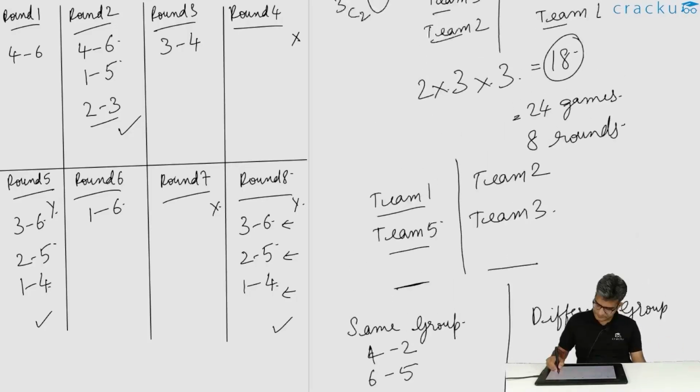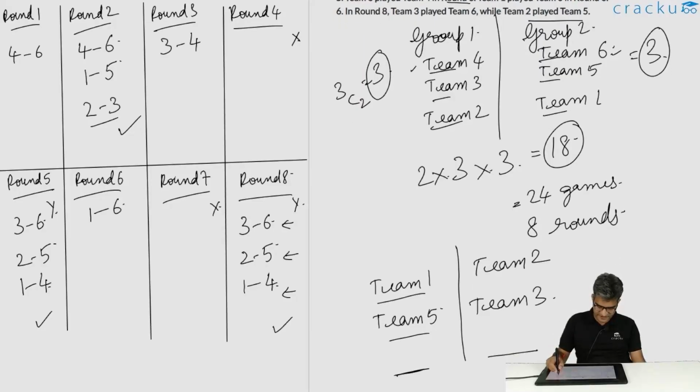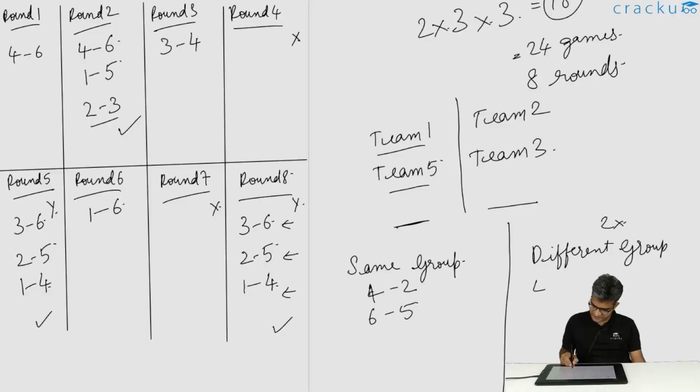In different groups, we have 4 versus 6 is done. 4 versus 5 is not done. 4 versus 1 is done.